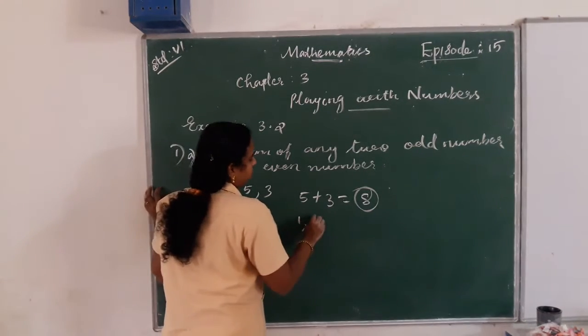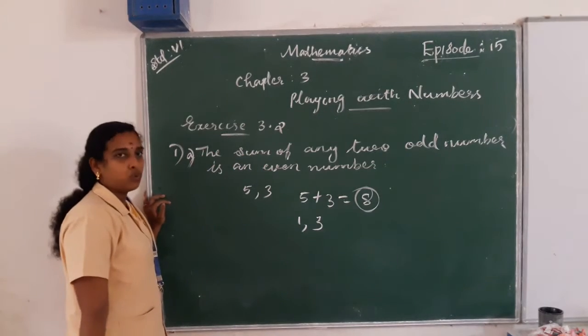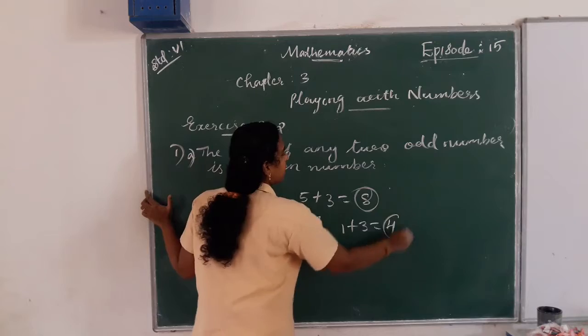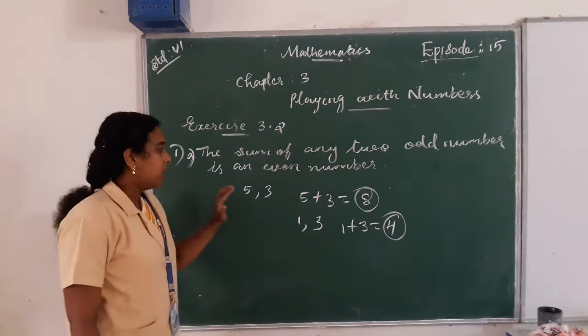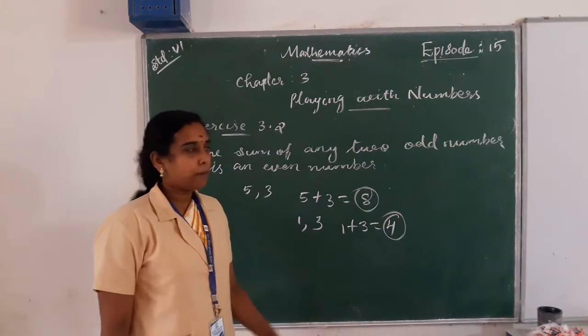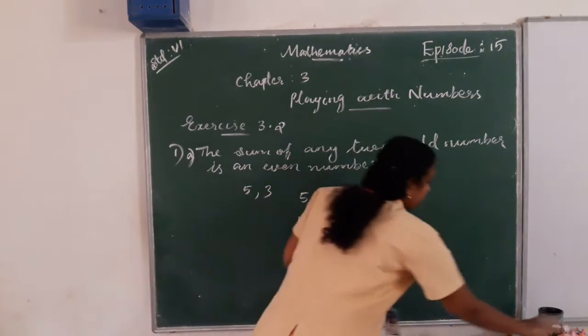So 1 and 3 are two odd numbers. If we add 1 and 3, then we get 4. 4 is an even number. Like this, if we add any two odd numbers, then we get an even number. So the sum of any two odd numbers is an even number.